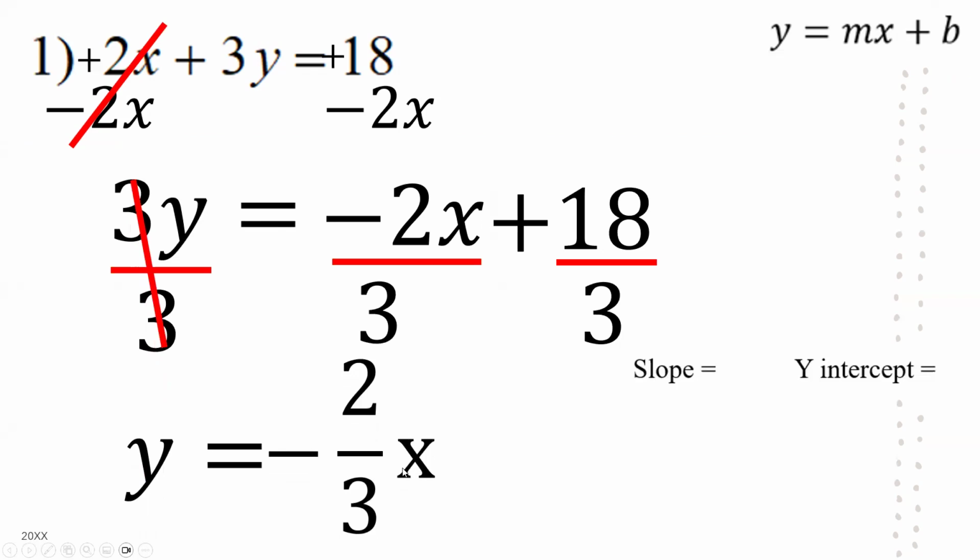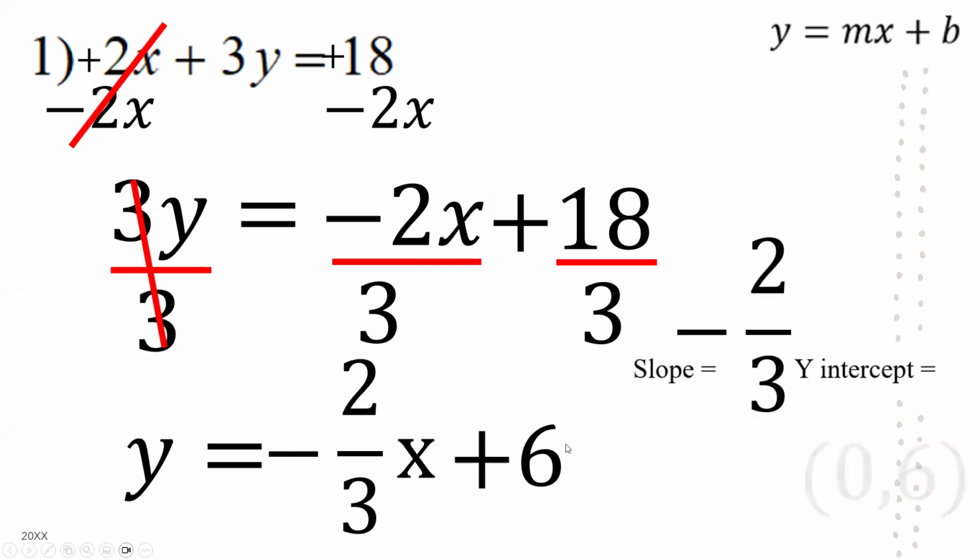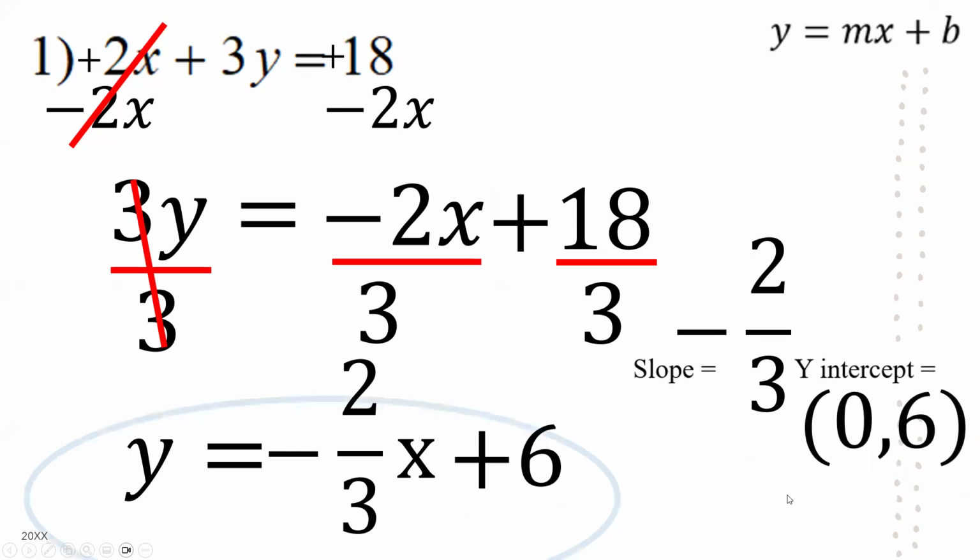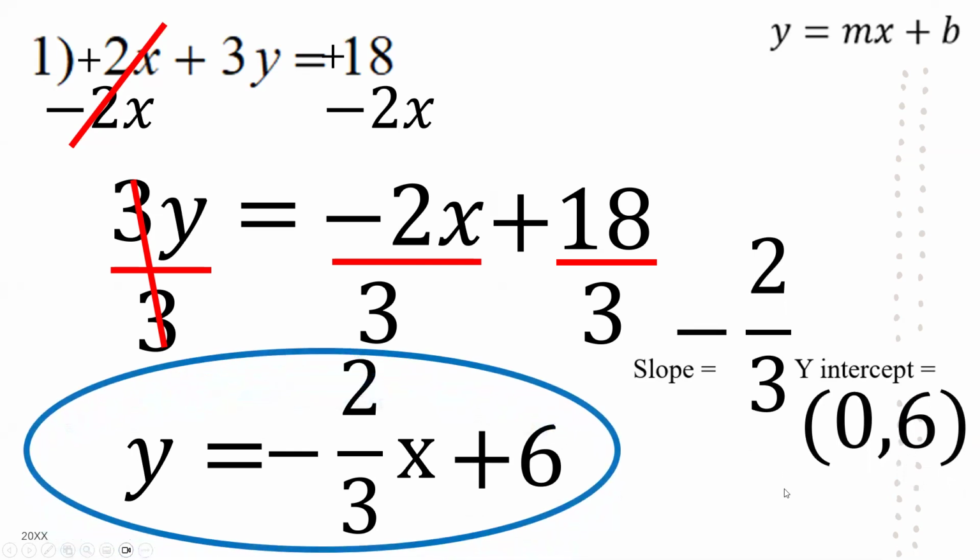And then I bring down my x with it. Okay. 18 divided by 3 is a positive 6. Boom. That is the form we wanted. That is slope-intercept form. So then I can look at that and say, okay, I know that the slope of this line is negative 2 over 3. And I know that the y-intercept of this line is 0, 6. That is the equation I want you to get to.